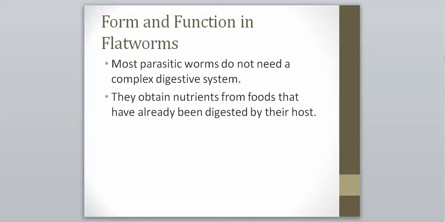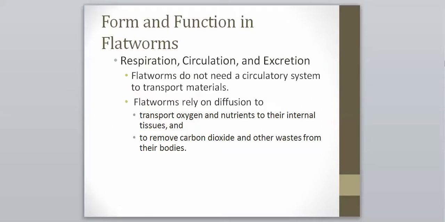Most parasitic worms don't need a complex digestive system, simply because they will obtain nutrients from foods that have already been digested by their host. So why do they need to digest food that's already been digested for them? They just take in the food, and they don't really need a lot of bells and whistles to help them digest it. They can just take care of it pretty simply. Next is respiration, circulation, and excretion.